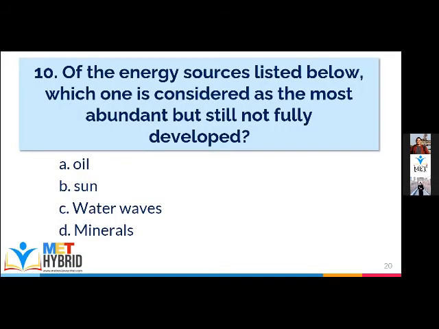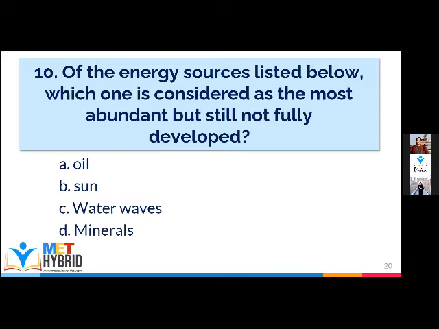Of the energy sources listed below, which one is considered as the most abundant but still not fully developed? A, soil, oil, B, sun, C, water waves, D, minerals.